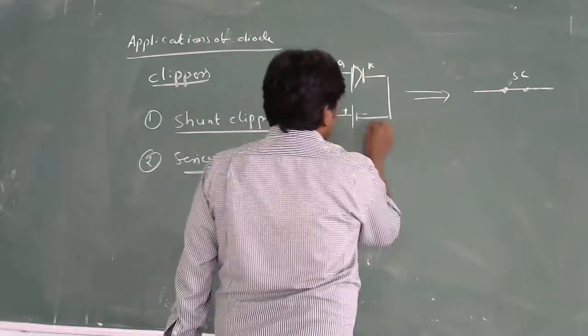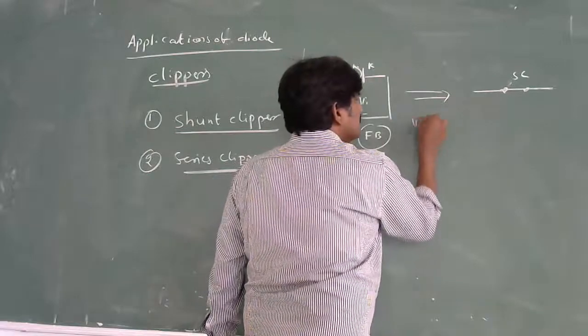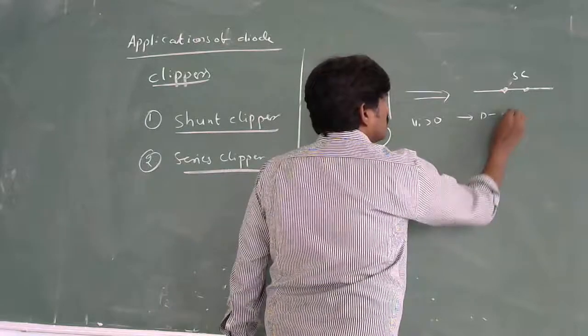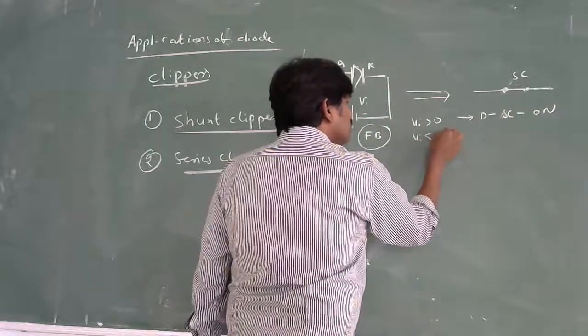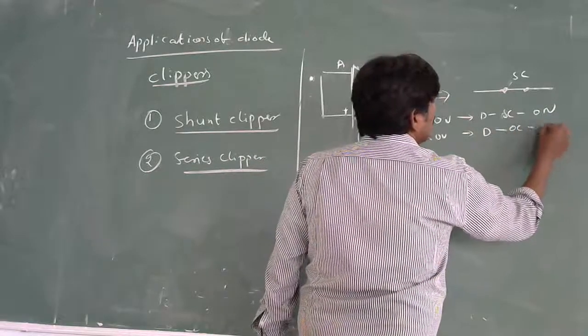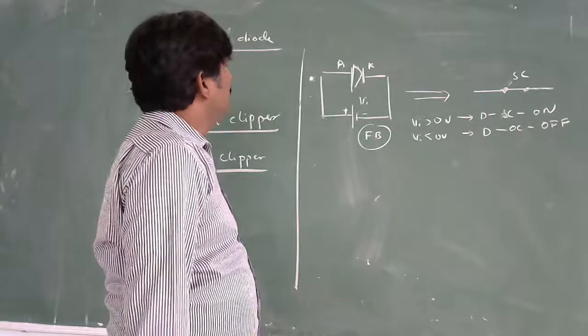It means that generally for the ideal thing, let me consider VI. If VI is greater than 0 volts, then the diode is acting like a short circuit, or you can say it is the on condition. Then if VI is less than 0 volts, the diode is an open circuit. Then you can say this diode is in off condition. This one is the ideal behavior of the diode.